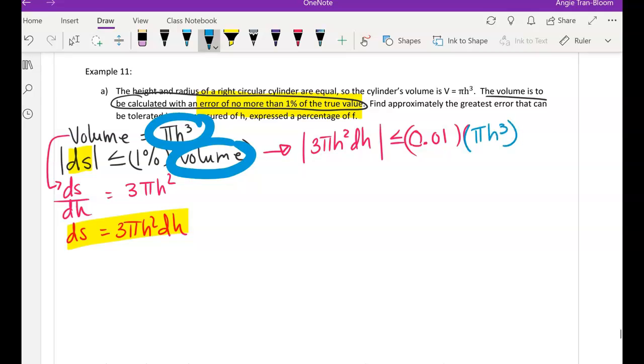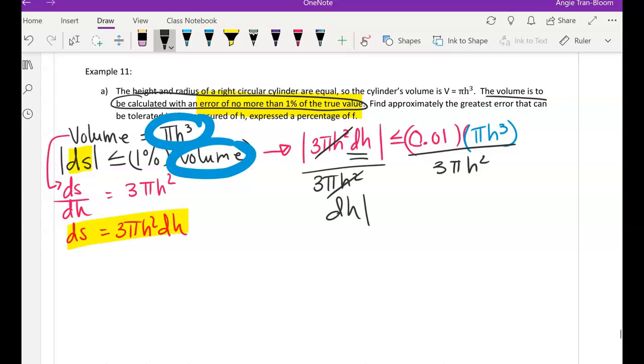So now let's do basic math. As you know, we are trying to solve for dh, so I have to get it by itself. The reason the absolute value is around it is to represent that the change can be in the negative or positive direction. Now, when you're solving for it, you don't need to worry about it. We're just going to divide both sides by 3 pi h squared. Cancel, cancel. So dh, it's going to be an absolute value just because the change, again, can be in positive or negative direction.